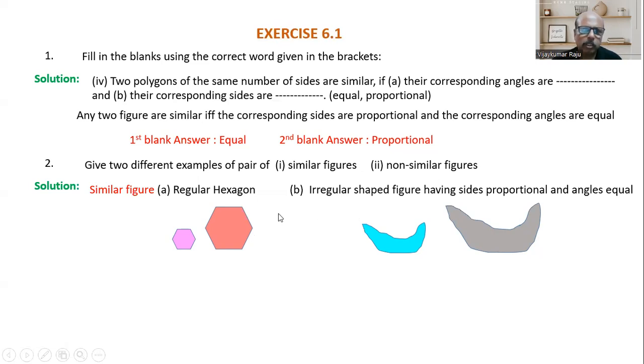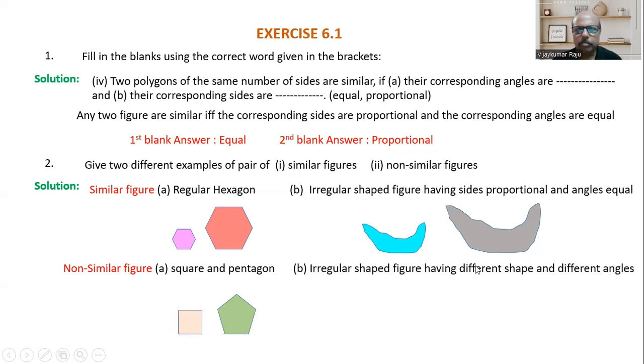Now let us talk about non-similar figures. A square and a pentagon. See, the square is this, the pentagon is this. They look different. Directly you can say they are not similar. Another: irregular shapes having different shapes and different angles. See this, how it is, a scissor shape. They have a different shape. If you measure the angles here, they'll be different. Here this doesn't have angles properly, and this has got some angles at least. So it is a non-similar figure.